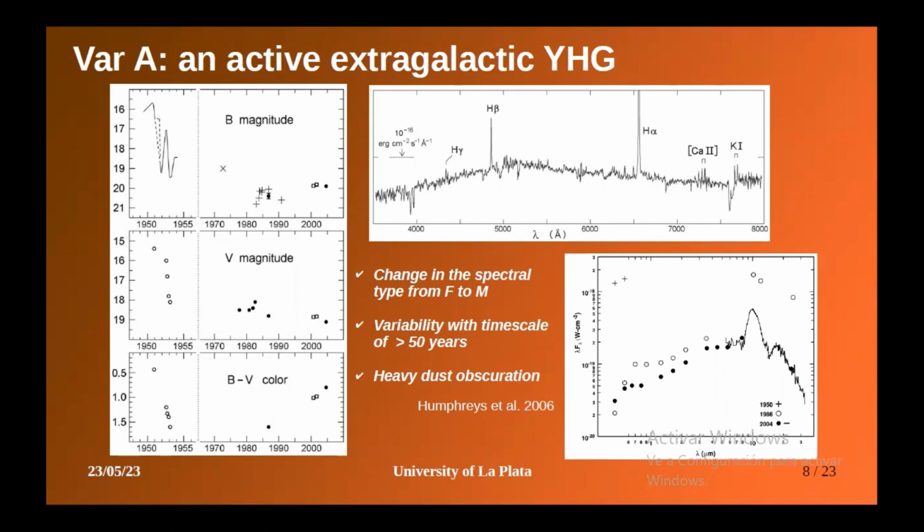In the 50s, you see here the brightness of the star, and the color was of a blue star, which dropped suddenly, and it started recovering only at the end of the 80s.